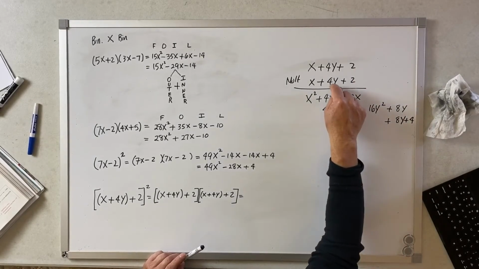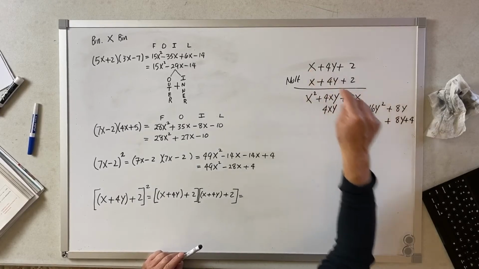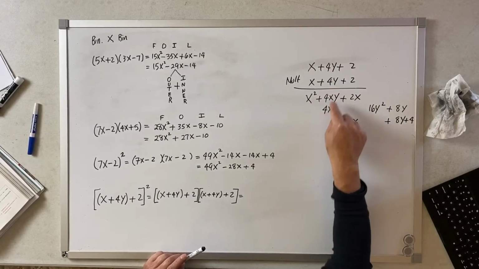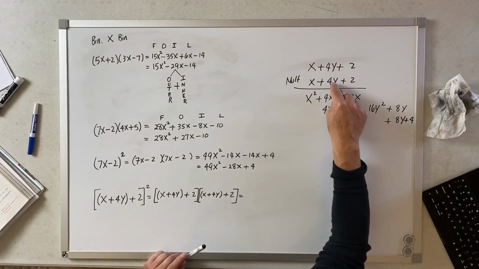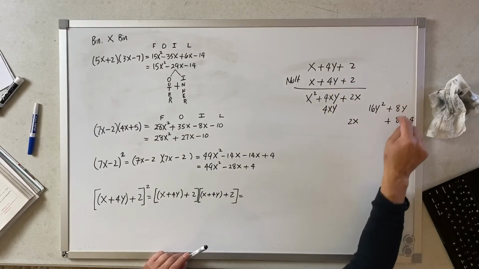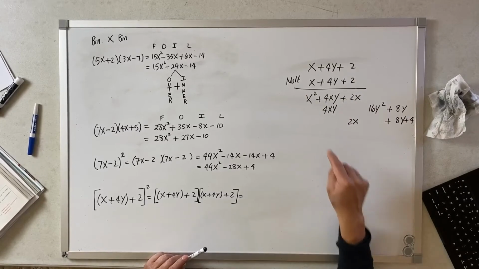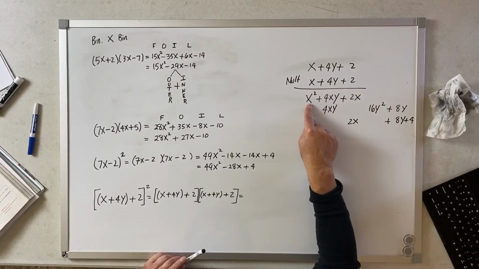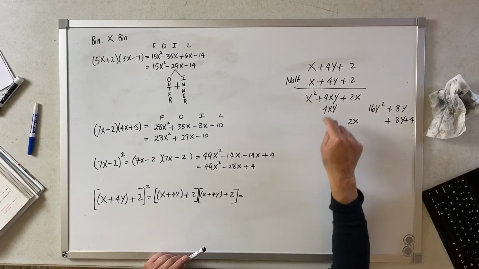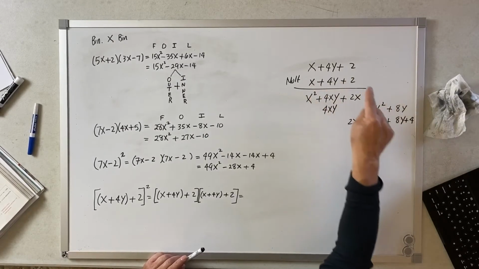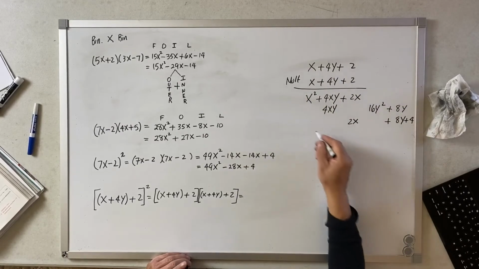The second one: 4y times x is 4xy right there. 4y times 4y is 16y squared right there. And 4y times 2 is 8y right there. And then x times x is x squared, the first line. x times 4y is 4xy, and x times 2 is 2x. Now I'm going to add them up.